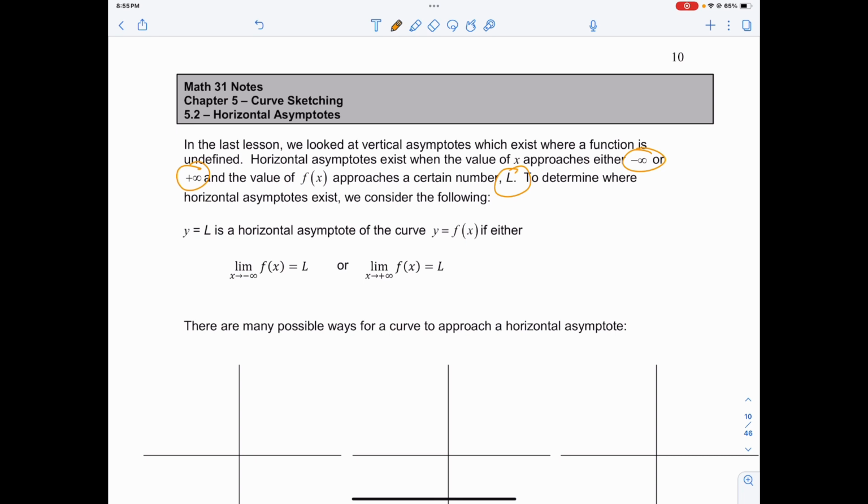If y is equal to L is a horizontal asymptote on the curve y equals f of x, this occurs if either the limit as x approaches negative infinity for f of x is equal to L, or if the limit as x approaches positive infinity for f of x is equal to L. So it doesn't actually have to exist for both of them, it could just exist for one of the cases.